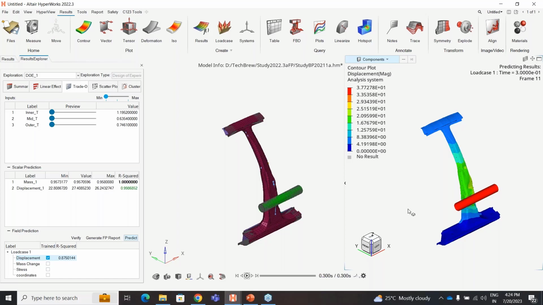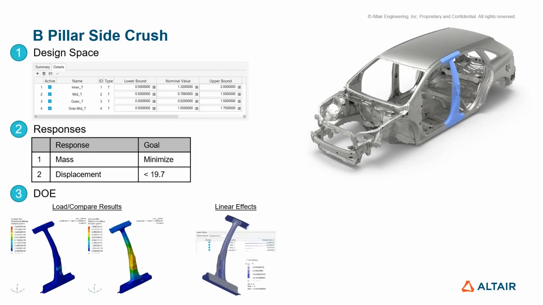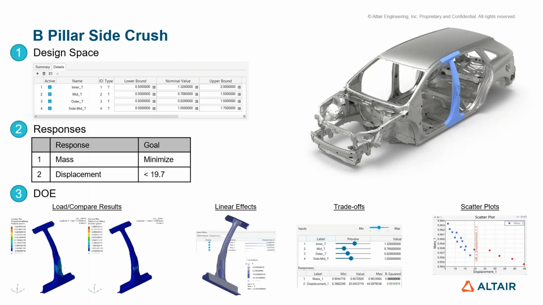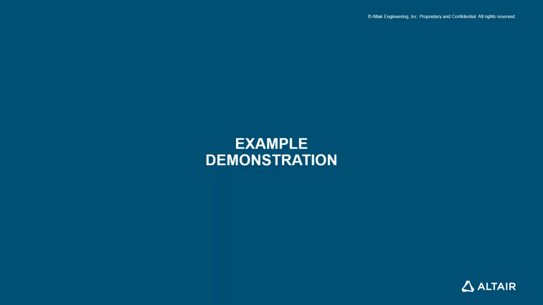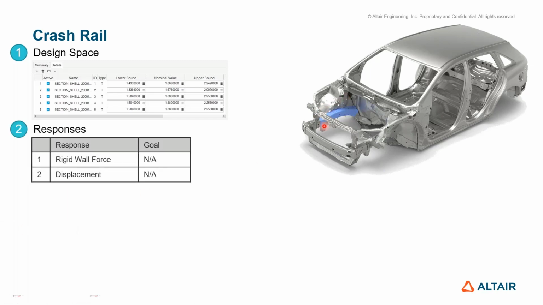Now let me quickly go back and show you one more last piece of information. We looked at the trade-off studies and all, but there's one more piece of information that you can obtain easily from this Design Explorer, which is clustering. For this example, I'm choosing a crash rail, which you can see here, and this is the problem that I've taken.